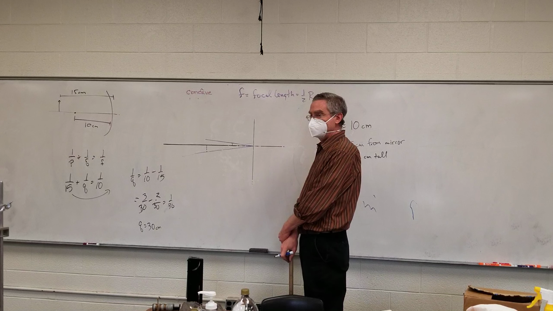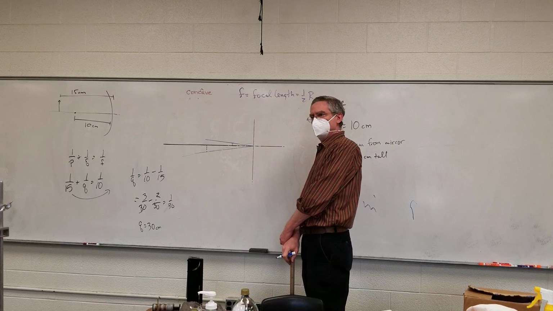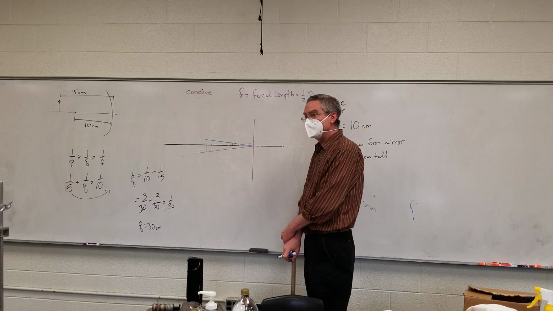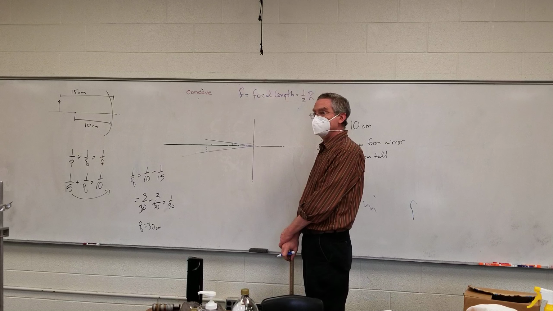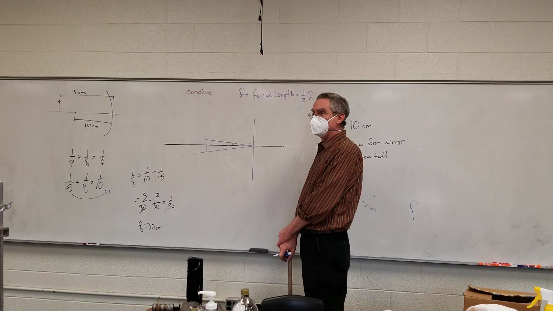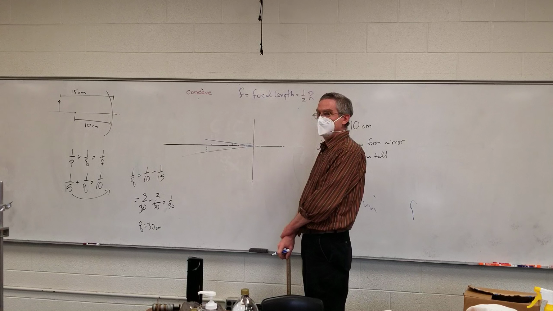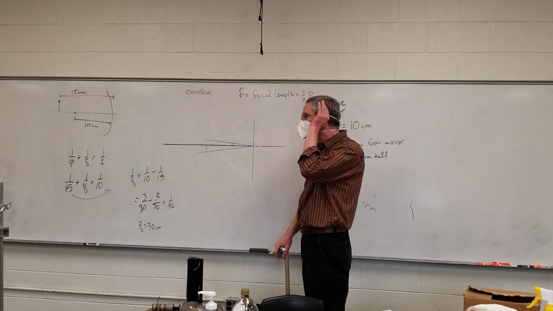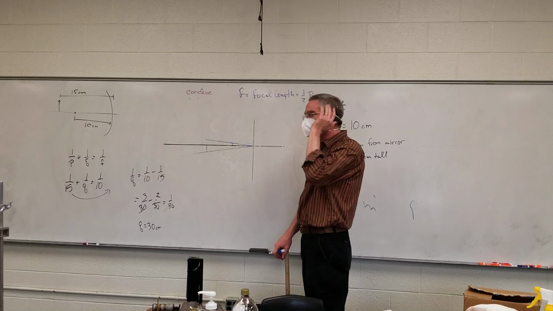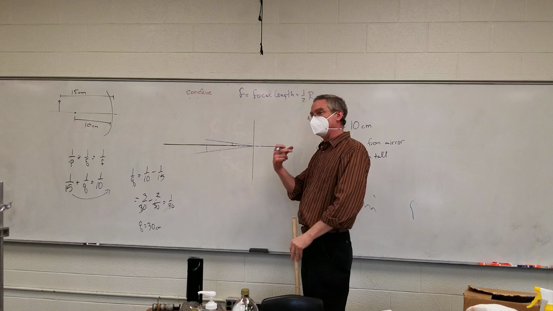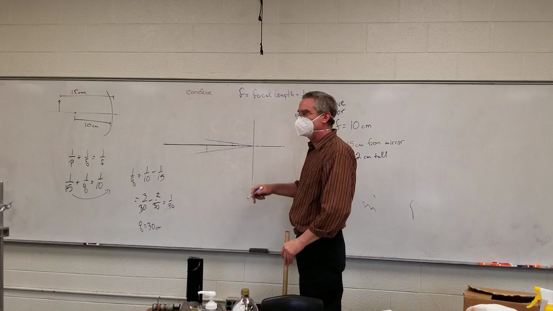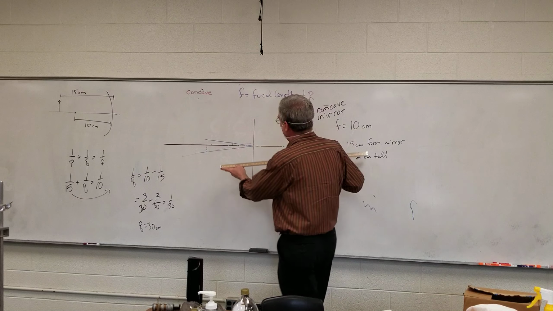Therefore, 15? No. 5 centimeters. Wrong way. We're looking for R. 7.5 centimeters? No, or what, 20? 20 centimeters. The focal length is half the radius. Oh, yeah. Yeah, half radius. Yeah, backwards.